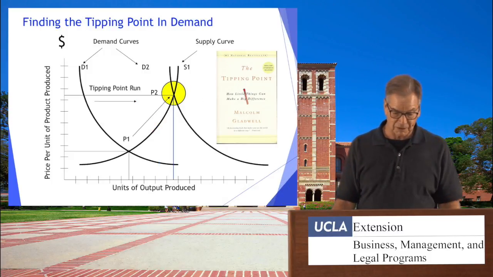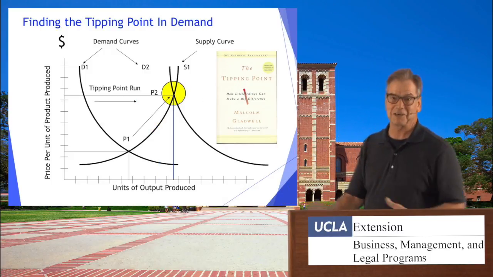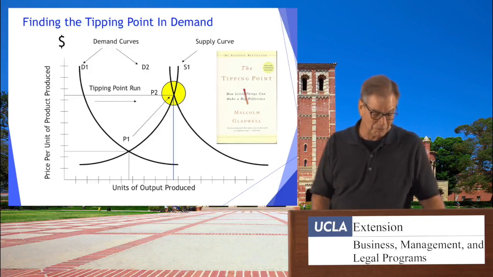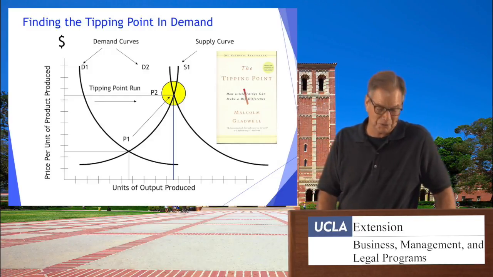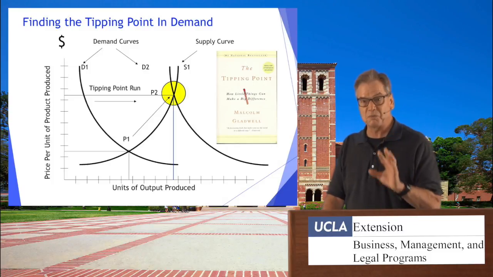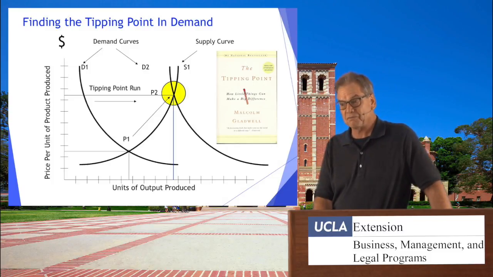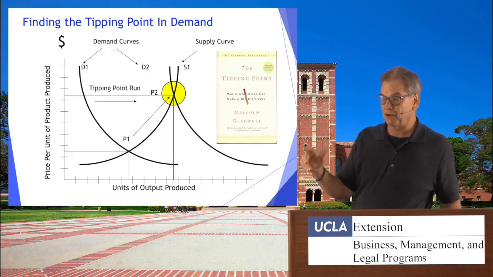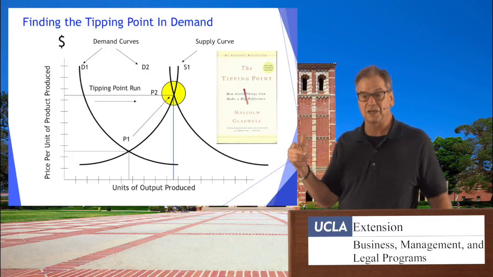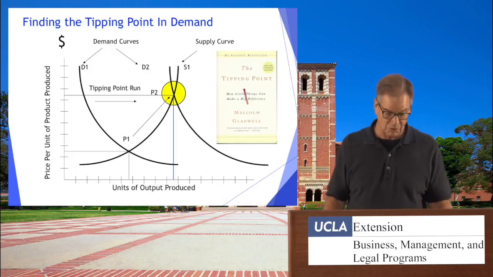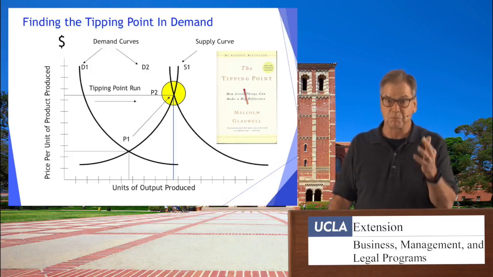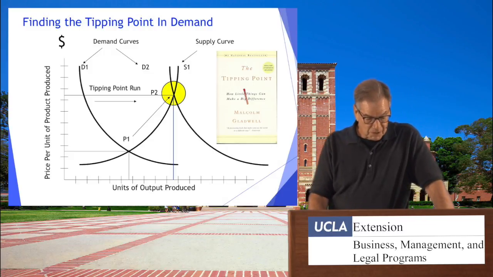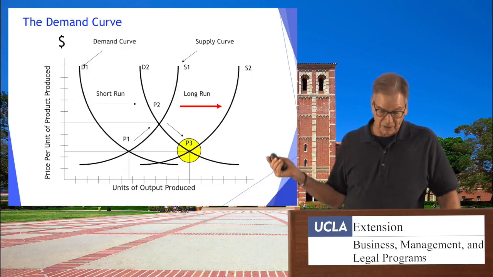But again, in this case, I've got Malcolm Gladwell's Tipping Point book up here to really drive home that point of being able to identify a small change that creates an increased level of demand for a particular product or service. And that's P2. So we're kind of blowing that up.